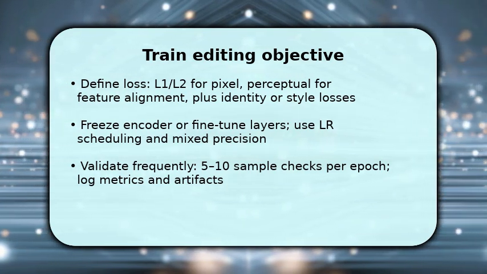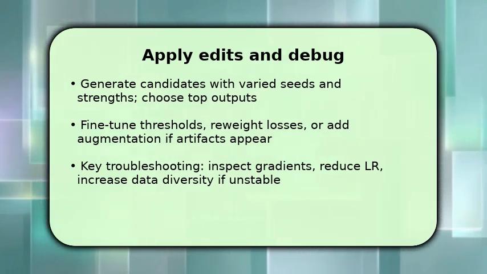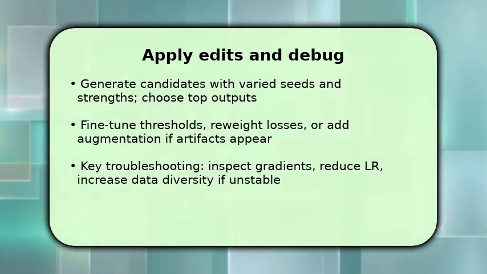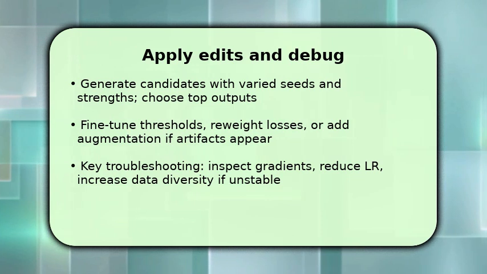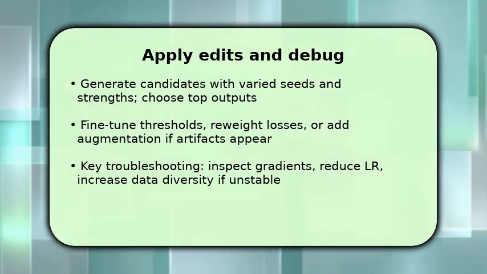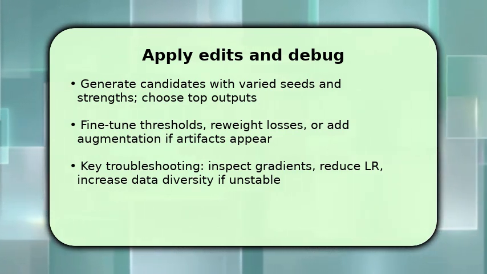You finish by running batched inference, sampling different seeds and edit strengths to produce variation, then pick the best candidates. If outputs show artifacts or drift, adjust loss weights, add augmentations, or fine-tune only specific layers to stabilize behavior. Once you have reliable edits, export the model and create a simple wrapper for deployment.